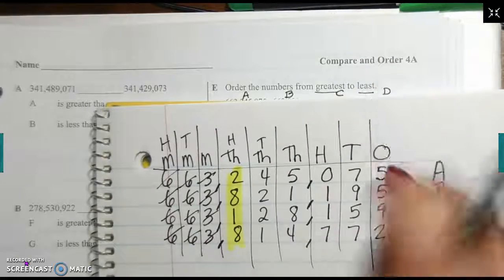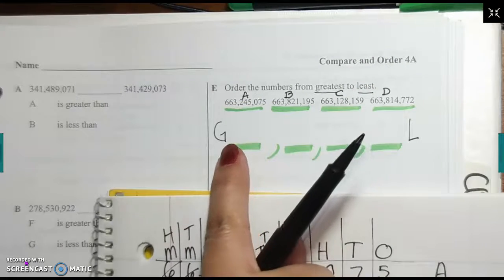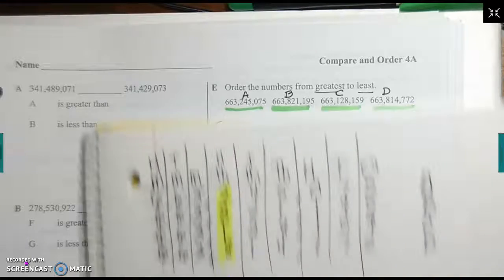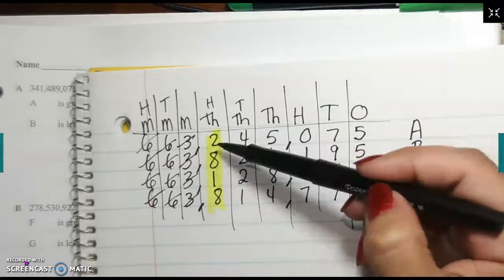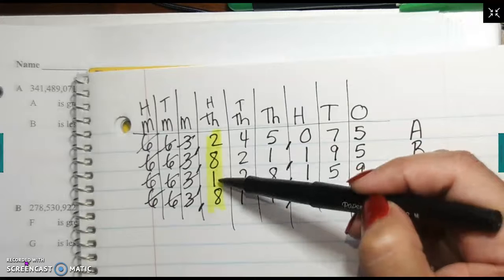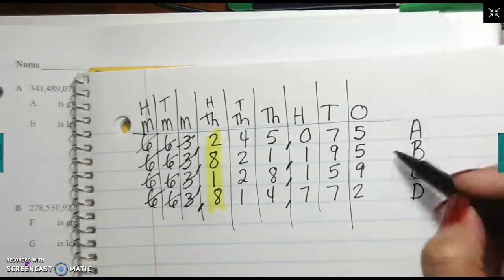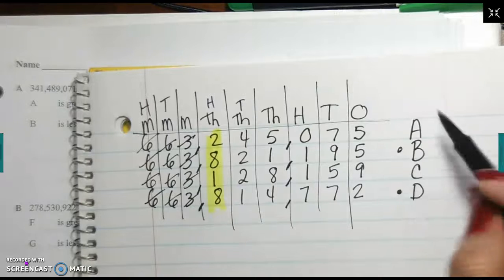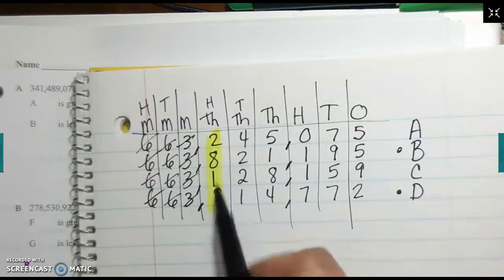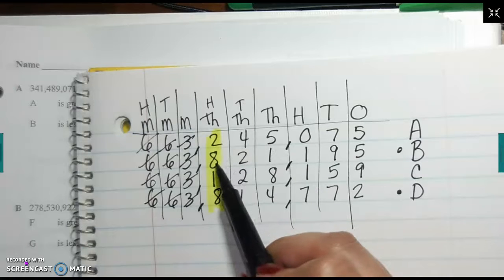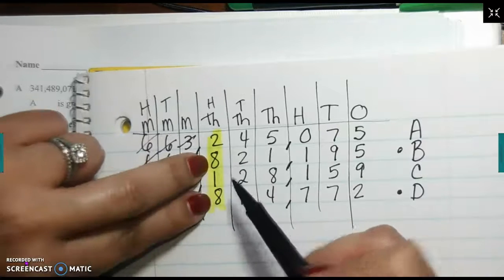Okay, so it said to place the numbers in order from greatest to least. So let's go ahead and find the greatest number first. I know that 2 is small and 1 is small, and I know 8 and 8 are the greatest so far. So I know that B and D are the 2 of the greatest numbers in comparison to all these 4. So I have 8 versus 8 here.